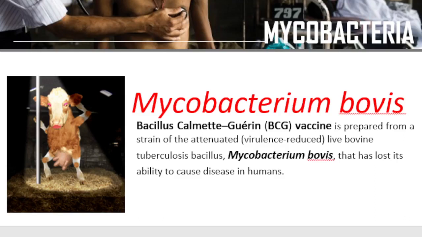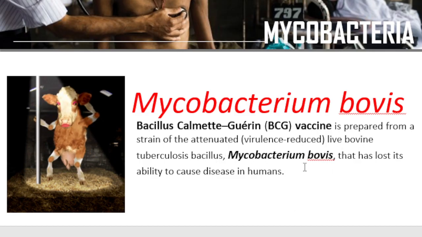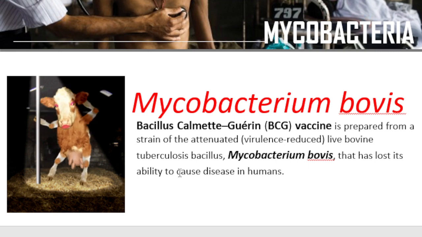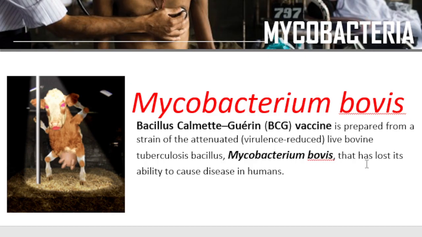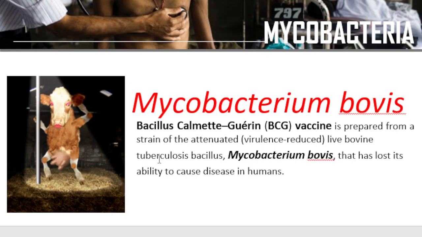Okay, and now let's proceed to the other species of mycobacteria, other than Mycobacterium tuberculosis. So let's start with Mycobacterium bovis. Mycobacterium bovis has been a big help in the healthcare industry, wherein this is used as the Bacillus Calmette-Guérin, or the BCG vaccine, which is prepared from a strain of the attenuated, virulence-reduced live bovine tuberculosis bacillus, which is the Mycobacterium bovis. Again, Mycobacterium bovis is a bovine tuberculosis bacillus, in which Mycobacterium bovis lost its ability to cause disease in humans. So that's why it is used as a vaccine.